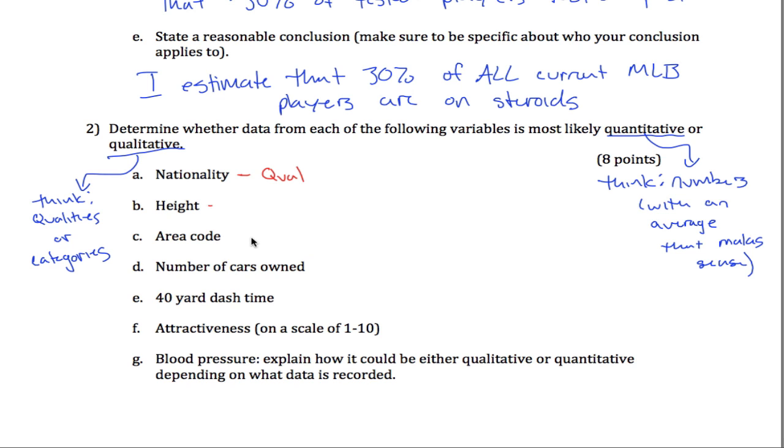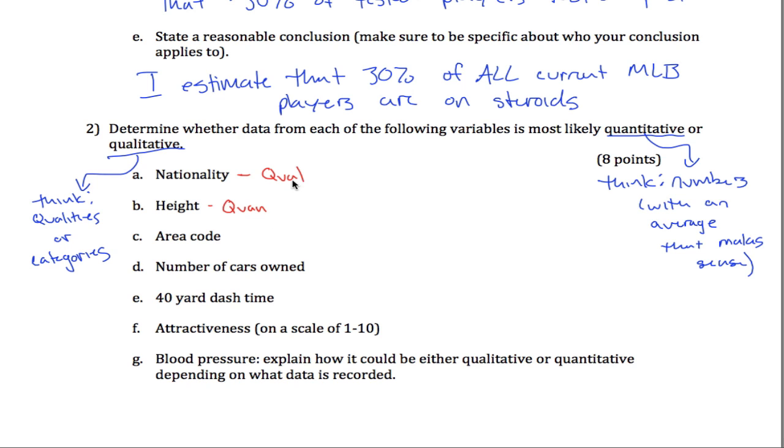Height, I think of that as more numerical. When I think of height, I'm imagining how many inches tall each of these people are. And sure, we could average them out. We could say the average person in this sample is 5'11" or whatever. So to me, this would be quantitative.